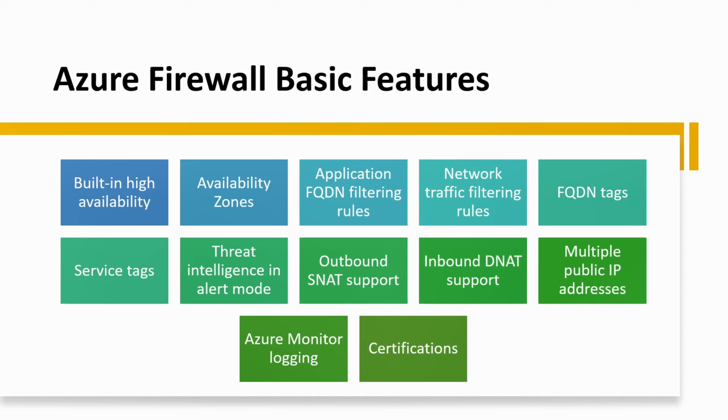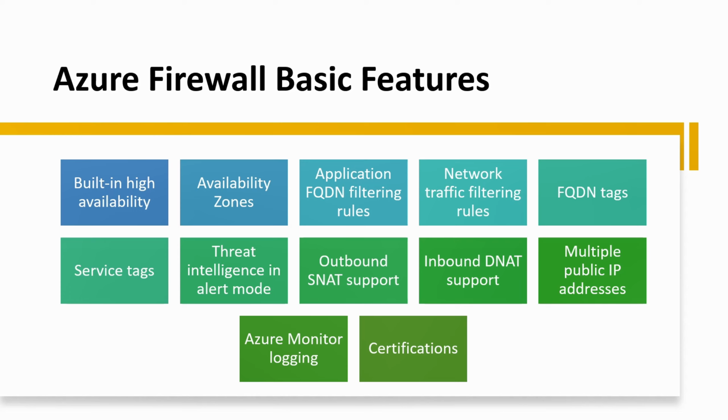Another feature is service tags. Service tags define the list of IP addresses which are predefined by Microsoft for specific services like App Services, API Management services, or Active Directory service. So you can use these service tags while creating the network rule and allow the traffic towards that specific service. This makes it easy for you to create a rule as you don't need to mention the IP addresses of that service, which eases the creation and management of the firewall rules.